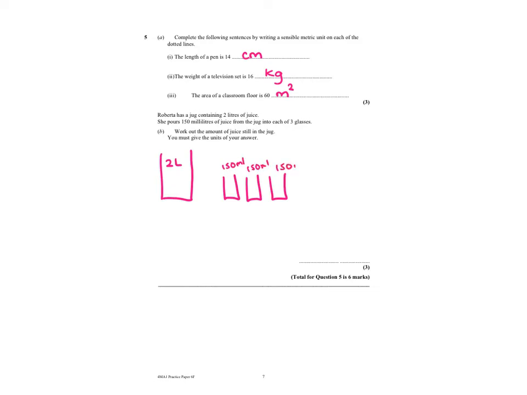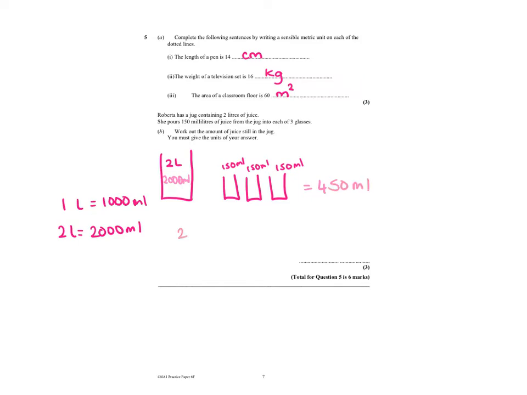So first of all, I've noticed that I have 2 different units. I've got litres and millilitres. Now, 1 litre is 1,000 millilitres. So that means 2 litres is 2,000 millilitres. So actually, I have 2,000 millilitres in my jug, and I'm going to pour out 150, 150, 150. 3 lots of 150. The total I'm pouring out is 450 ml in the 3 glasses.